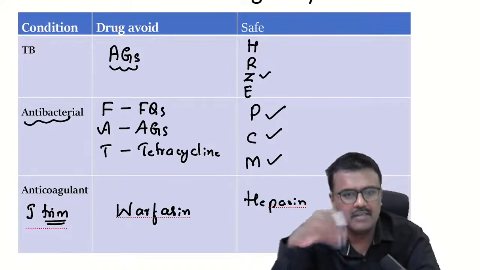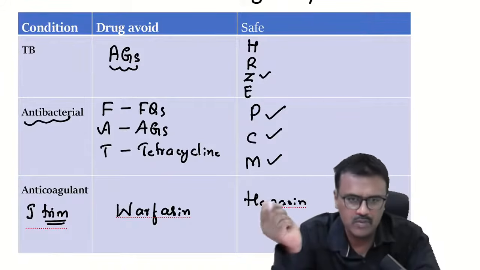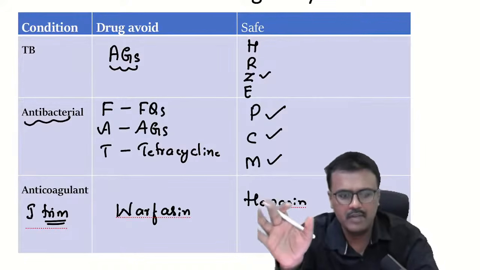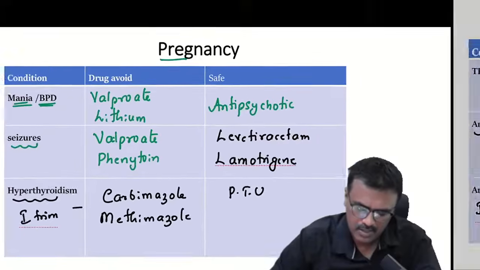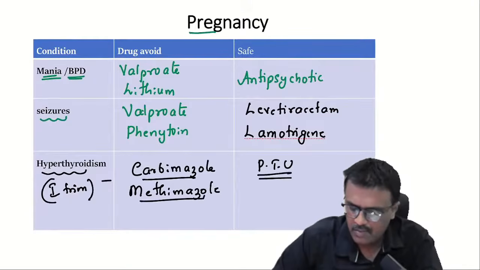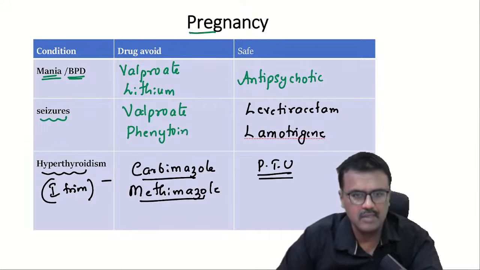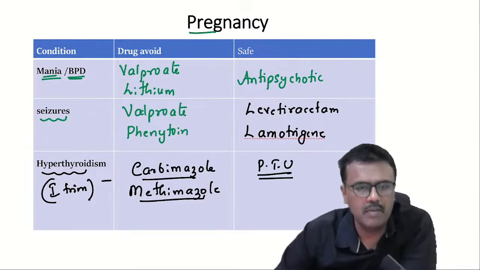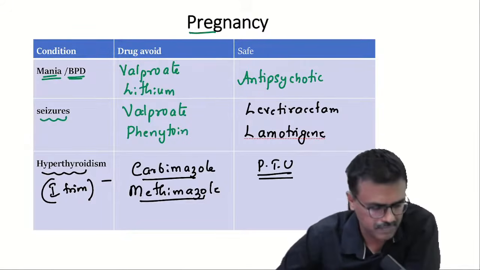Hyperthyroidism in second and third trimester, you can use carbimazole, methimazole. But in first trimester, you have to avoid. That's why I have written first trimester, I will avoid this. And what do I give? Propylthiouracil. But in second and third trimester, the drug of choice will be carbimazole, methimazole. Okay.